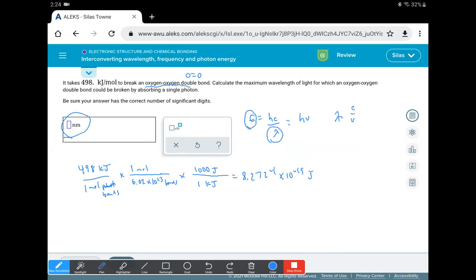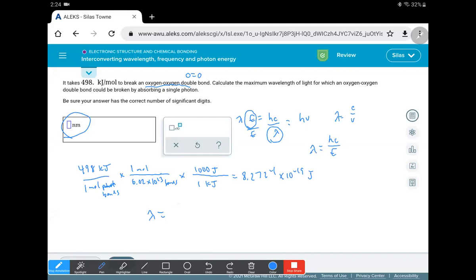Okay, so what wavelength is that? So there's our energy. So now we got to rearrange. So I'm going to multiply both sides by wavelength and divide both sides by energy. And I get wavelength equals hc over energy. So I'm going to plug in my values. And again, that wavelength is going to be in meters and we want nanometers.